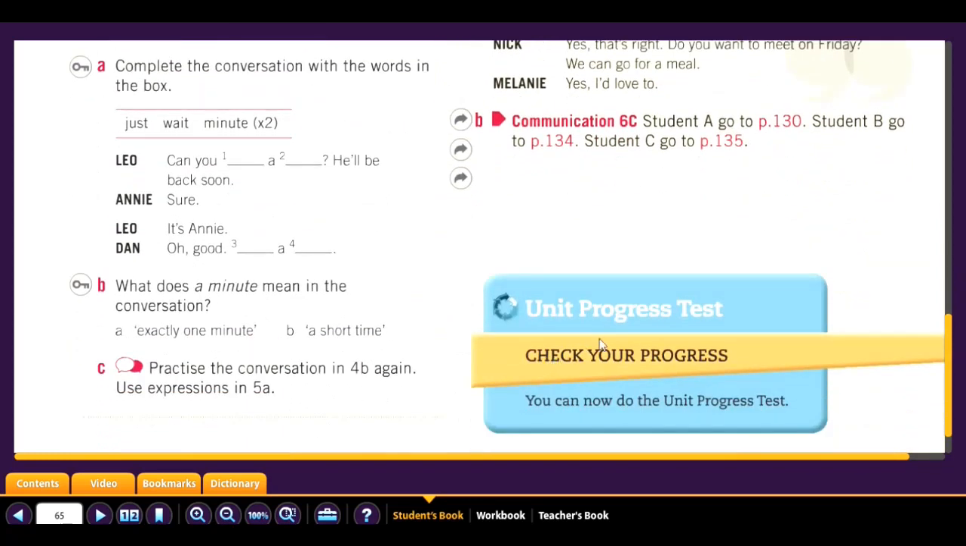Now you're ready to take the unit progress test. You can now do the unit progress test.